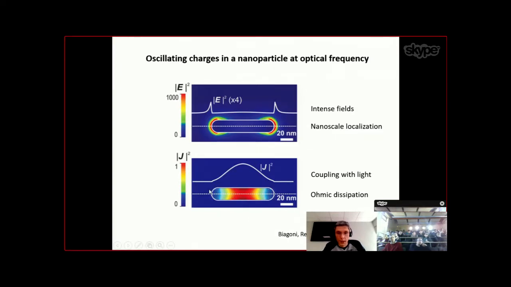And also, since we have electrons moving here, there is a current. And if you have a current, you have losses. And once you have losses, then you have a resistance and ohmic dissipation. So this is, again, the current flow. And there will be absorption and heat in your device. And this is going to be the source of the loss and the increased temperature if you put too much light onto your system. Okay, so that's a very basic introduction to coupling light with a metal nanostructure.